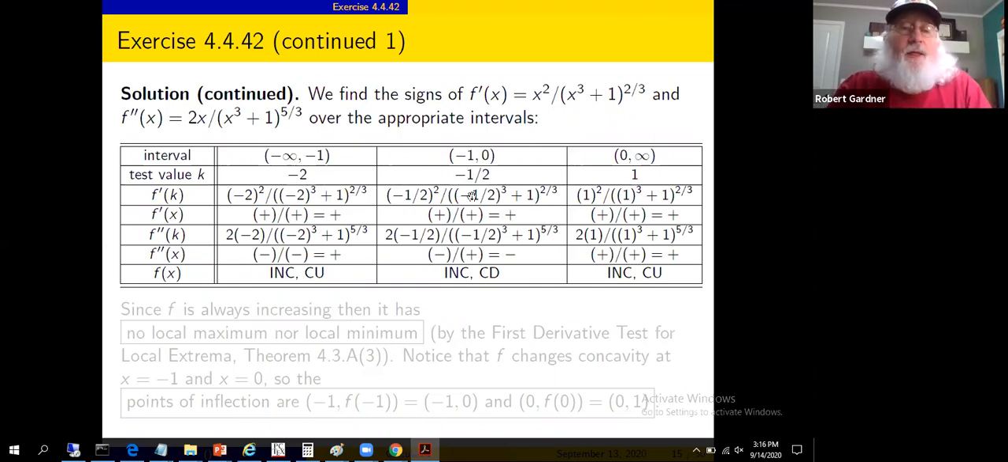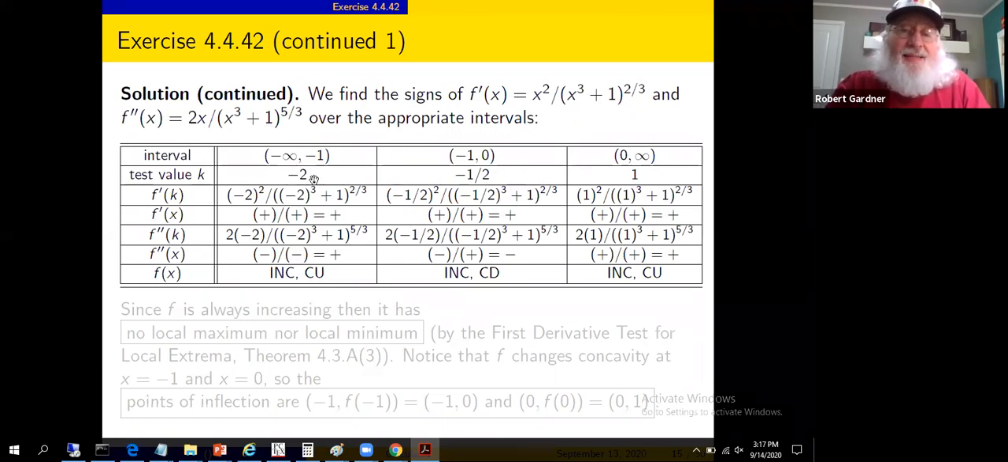Plug those test values, call the test value k, into the derivative, finding f prime of k, that'll be some number. That will tell me the sign of f prime throughout that interval, as before. Take that test value, plug it into the second derivative. The sign of the output will tell you the sign of the second derivative, and that'll give you concavity information and increasing, decreasing information. Here's the derivative for reference. Here's the second derivative for reference.